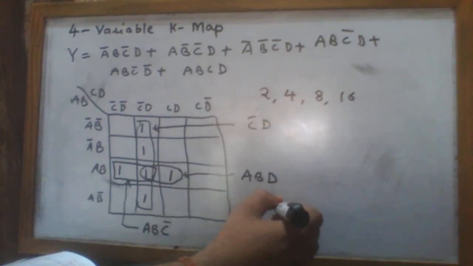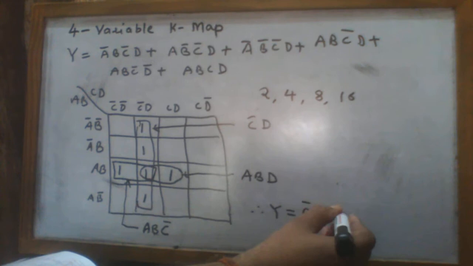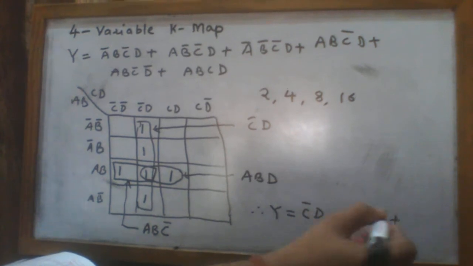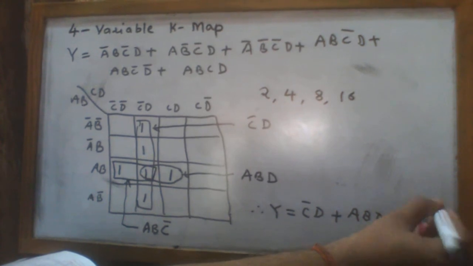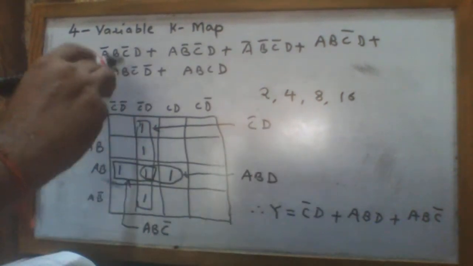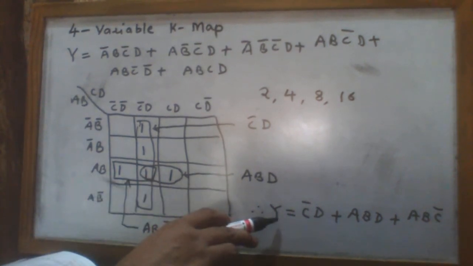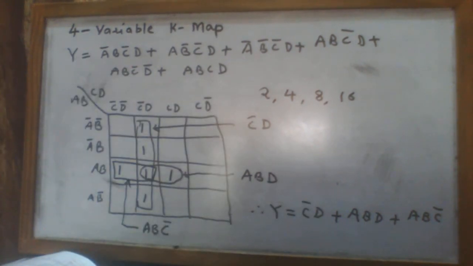Therefore, the final answer will be Y is equal to C bar D plus A B D plus A B C bar. This is the final equation for the given K-map. If the equation is given to us, then it can be written into K-map, and the K-map grouping is done and the reduction in the equation is possible, and it is written over here. So, this is a method of writing reduced equation with the help of K-map.